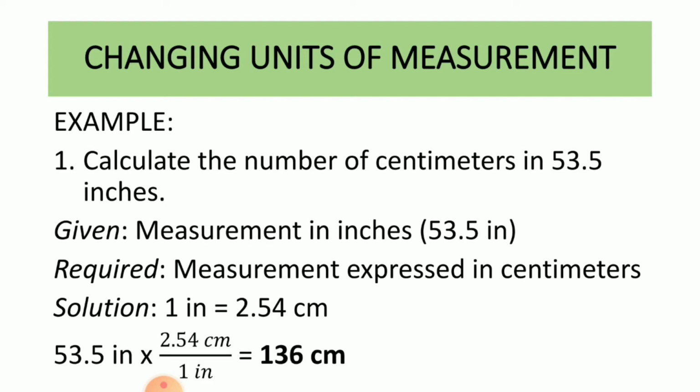So 53.5 inches times the conversion factor, which is 2.54 centimeters all over 1 inch. As you can see, the unit inch will be cancelled. So what is left will be centimeters. Then perform the indicated operation. So 53.5 times 2.54 divided by 1 is equal to 136. So in 53.5 inches, there are 136 centimeters.